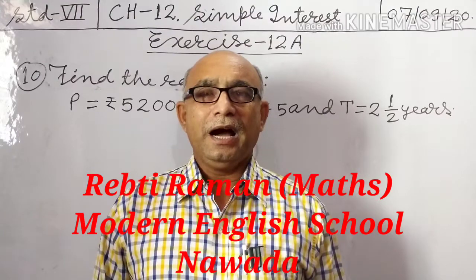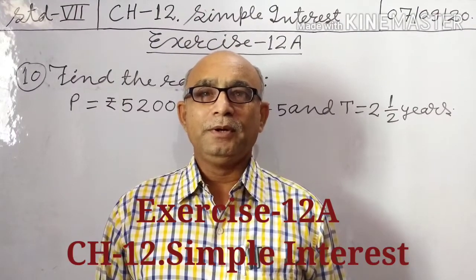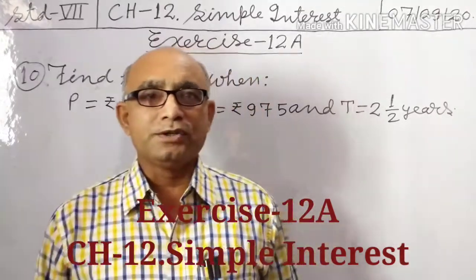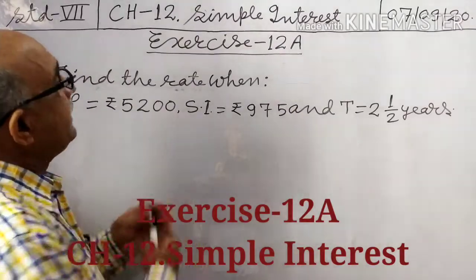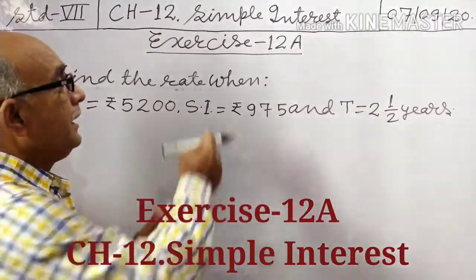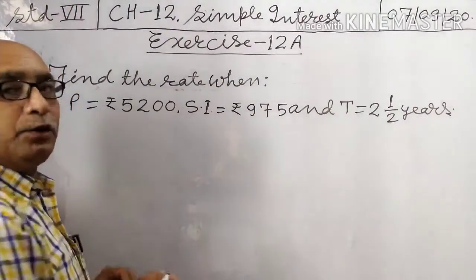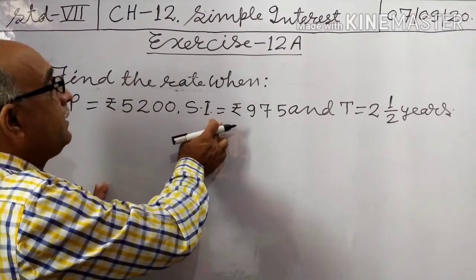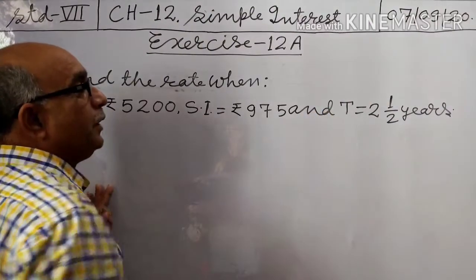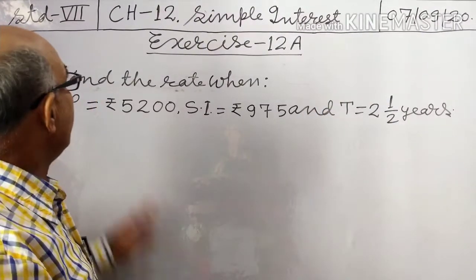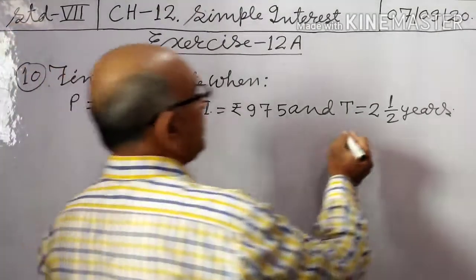Students, today I shall solve exercise 12A of chapter 12, Simple Interest. Question number 10. Find the rate when principal equals rupees 5,200, simple interest equals rupees 975 and time equals 2 and 1 by 2 years. So here principal, SI and time are given.